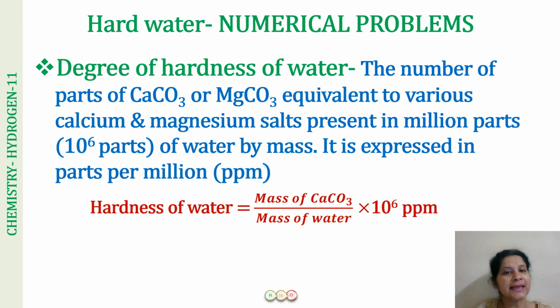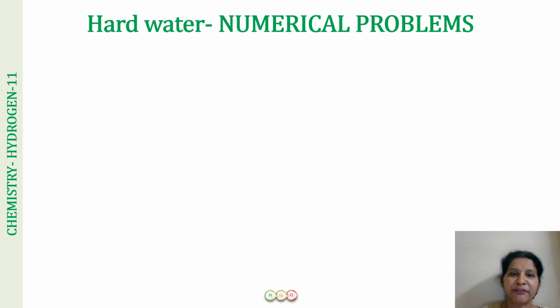So let us understand this better with the help of a few numericals. Now, from the definition itself of the degree of hardness, you must have come to know that what is going to be important for us is to find out the number of equivalents of calcium or magnesium carbonate, which is going to be equal to the number of equivalents of the various hardness causing salts. So what is going to be helpful to you in these numerical problems is the equivalent concept, and therefore the equivalent concept should be clear to you.